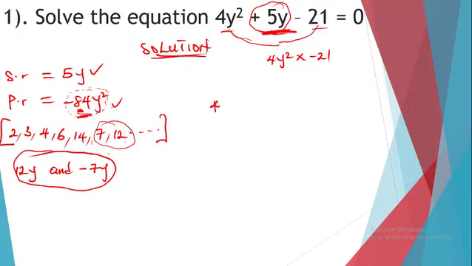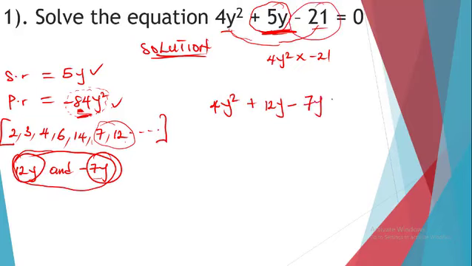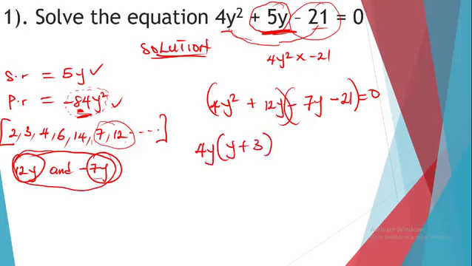So what we now have is 4y squared, then plus the first one 12y, then minus 7y. We add the last term here, which is minus 21, equal to 0. Then we'll pair them. In the first bracket, what is common? 4y is common, and then we are left with y here, and then we have 3, such that 4y times y will give us 4y squared, and 4y times 3 will give us 12y.